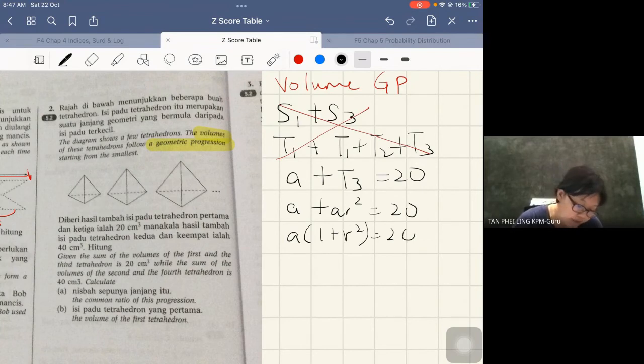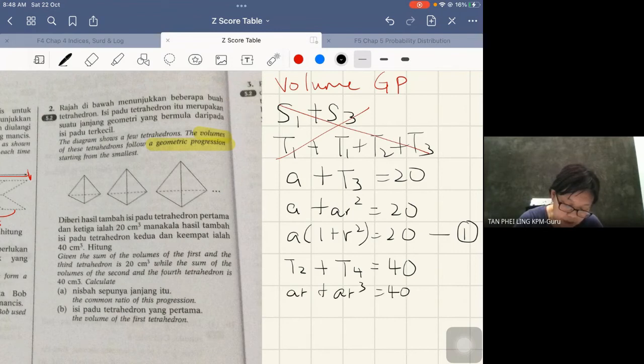Am I right? So do I have any other information? Yes, the sum of the volume of the second and the fourth is 40. So my T2 plus my T4 is 40, right? So this is the first equation, and the second one is this. You're going to have AR plus AR to the power of 3 equals 40. So you have AR times the bracket 1 plus R squared, as you can take out R already, right?